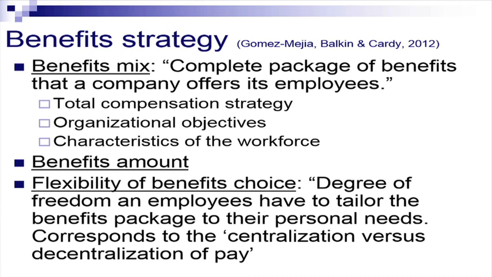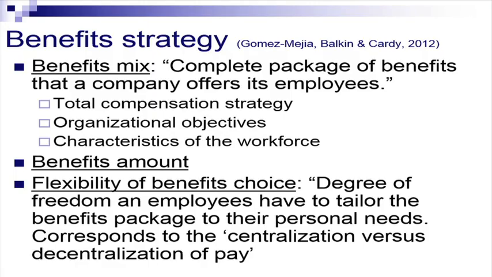How do we decide on a benefits strategy? Benefits strategy refers to how we decide on what benefits to give, who to give the benefits, and how these benefits are actually disbursed to people. Now, the benefit strategy consists of 3 different parts. The first is the benefits mix, which is the complete package of benefits that a company offers its employees. This mix is a characteristic of the total compensation strategy.